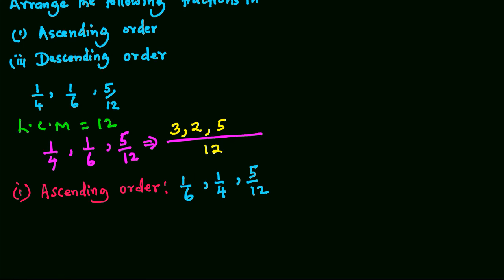And in descending order, which happens to be the opposite of ascending order, we simply reverse and start from 5/12 to 1/4 to 1/6.